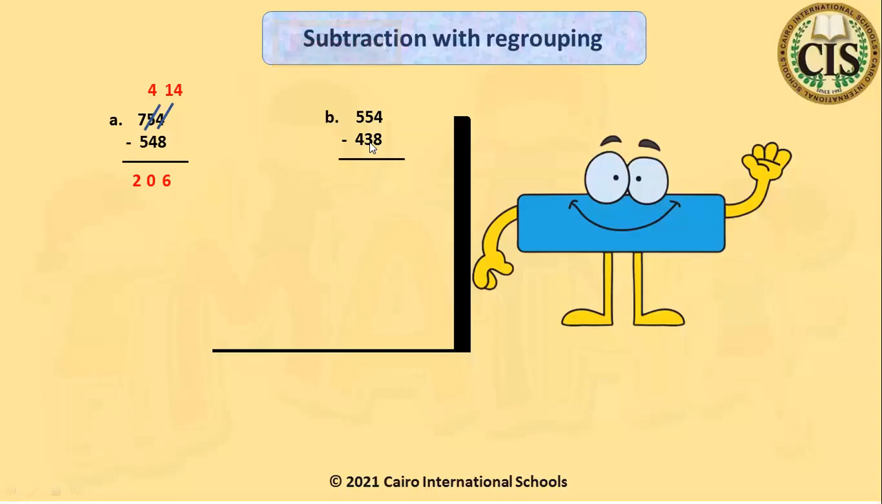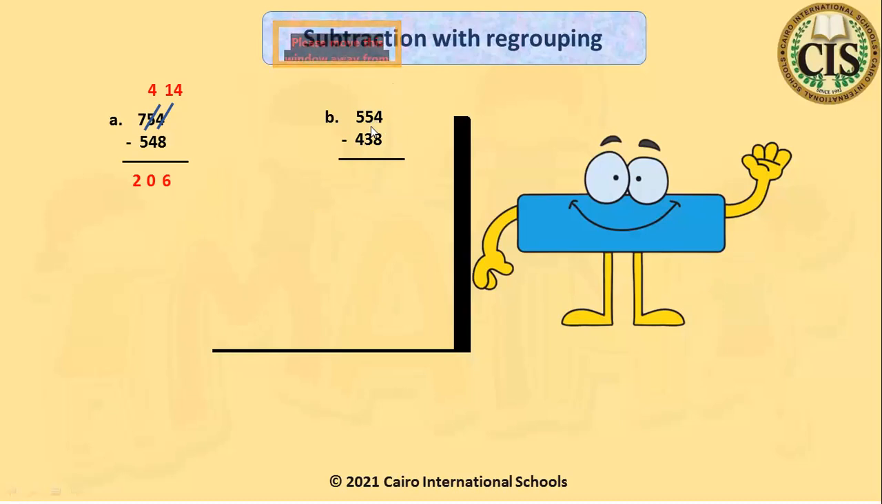Ones. Very good. 4 minus 8. We have more on the floor. We don't have more on the top. So we go to next door. Very good. And knock, knock, knock. Can you give me 1? Yes, of course. 5 will give me 1.